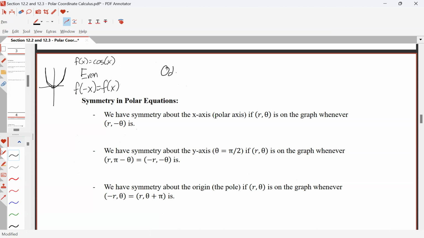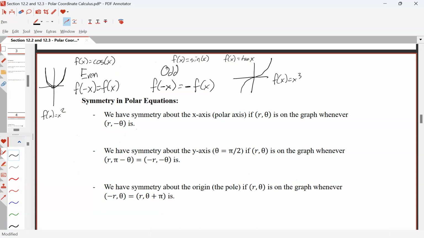And then for Cartesian, we also had functions known as odd, which is if we take that negative input, we get negative f of x. An example is the graph f of x equals x cubed, or f of x equals sine x, and f of x equals tangent of x. Those were many of our odd examples, and odd reflected around the origin.